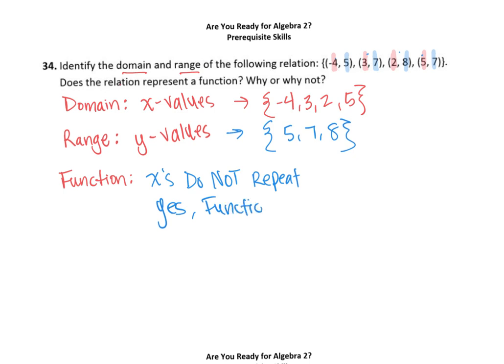And why is it a function? Because x's did not repeat. And if we graphed these points, it would pass the vertical line test. That's another way of showing whether or not something is a function if we have a picture of those ordered pairs or of the line that's graphed, and if it passes the vertical line test. We'll talk about that later on as well.